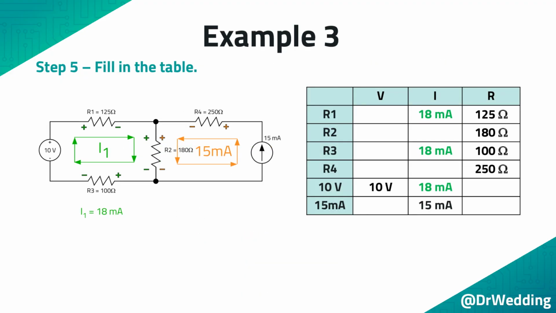Step 5. Fill in the table. I1 is the total current exiting the 10-volt supply, the current through R1, and the current through R3. I2 is the current exiting the current supply, and the current through R4. I1 and I2 are going through R2, and in the same direction. So, the current through R2 is the sum of these two currents.